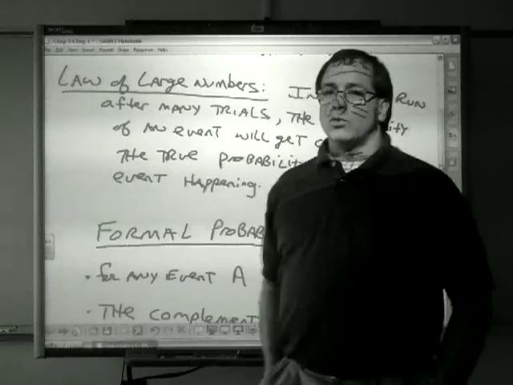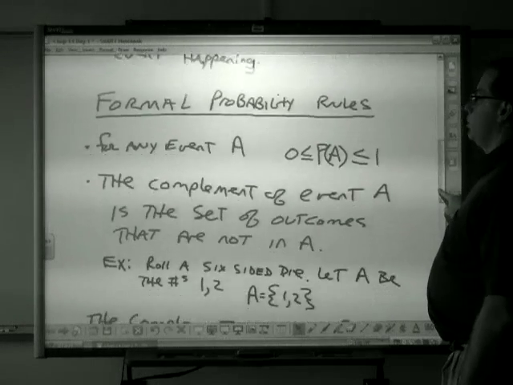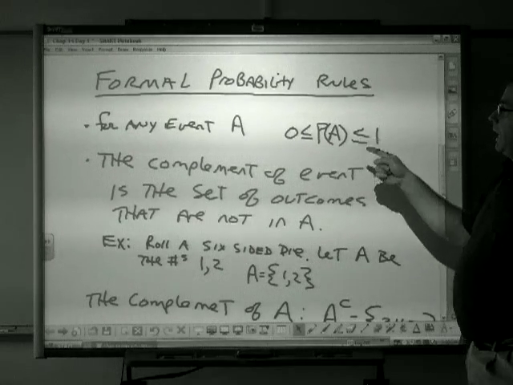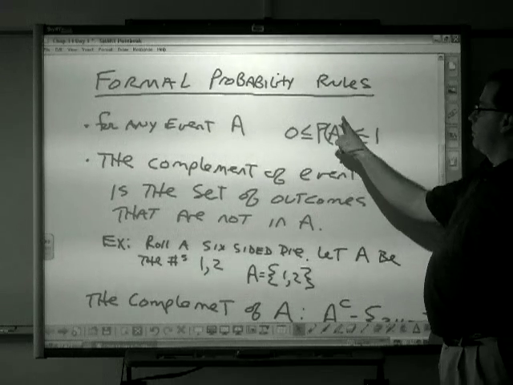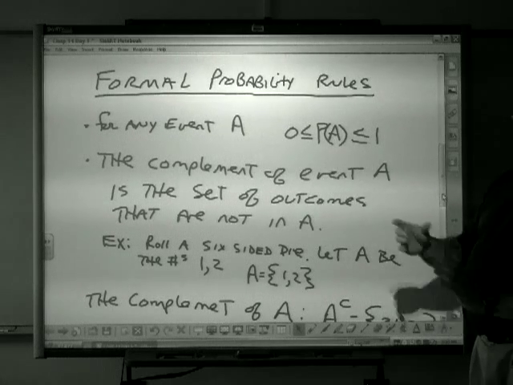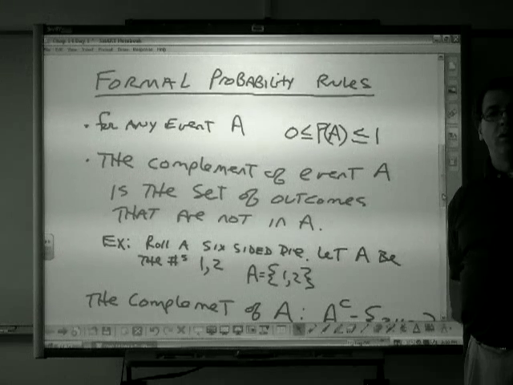I know you did probability earlier on in your school years, and there are some formal probability rules that follow, all right? For any event, and we'll just call the event A, we know that the probability of A happening has to be between 0 and 1. 0 is it can't happen. 1 is it definitely will happen.